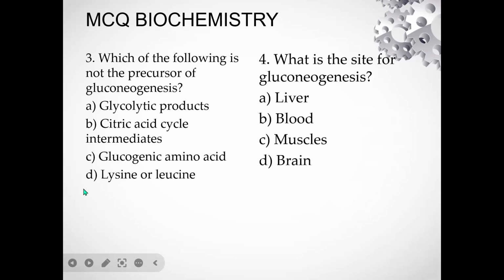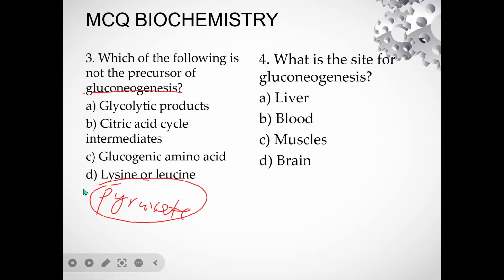An example of this product is pyruvate. Pyruvate is a product of glycolysis, and it can be converted to glucose through the process of gluconeogenesis. So it's a substrate of gluconeogenesis, and at the same time, it is the end product of glycolysis.